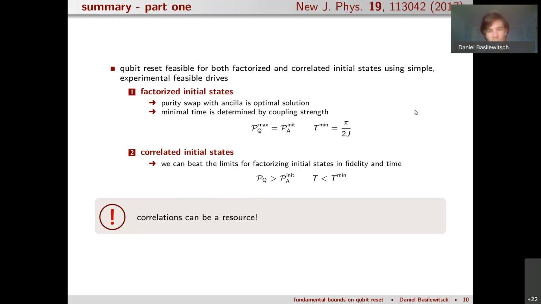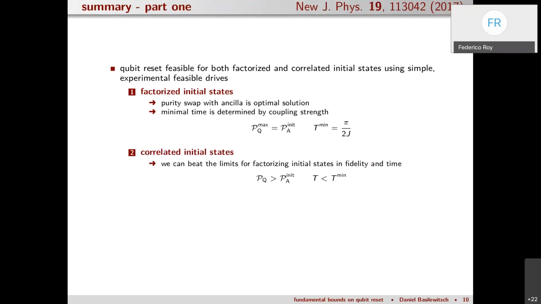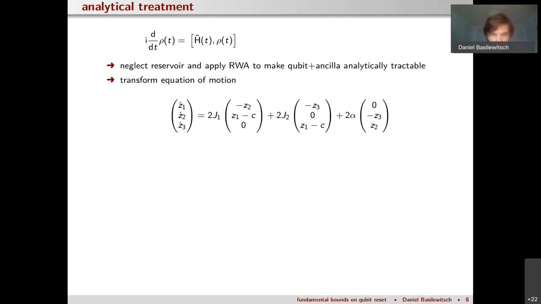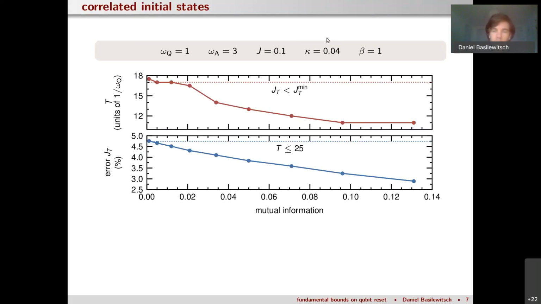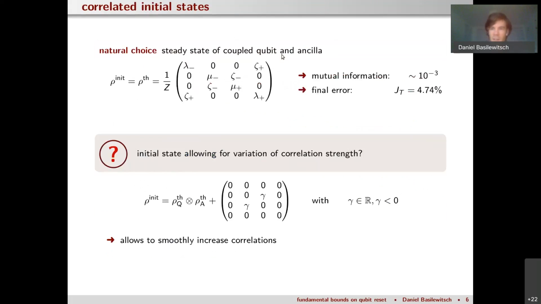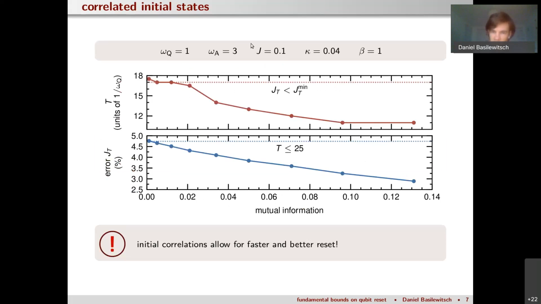Maybe a quick question. Sure. So how would one realize these correlations in practice? That depends. We modeled this also with different coupling strengths. So yes, this is a weakly correlated state, but if you would assume larger coupling values between qubit and ancilla, you would also probably get more mutual information and more correlations initially.